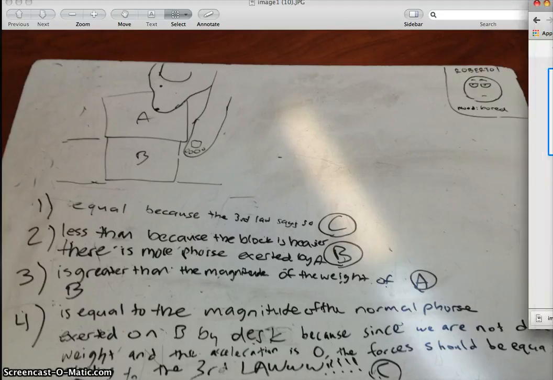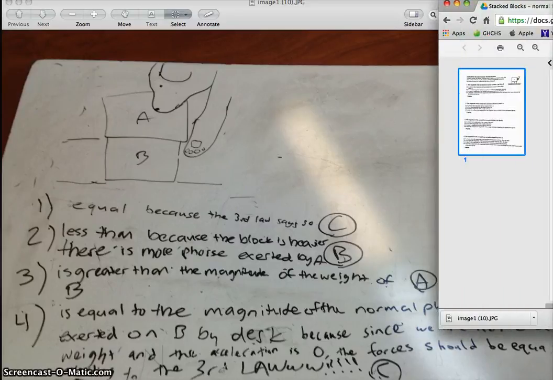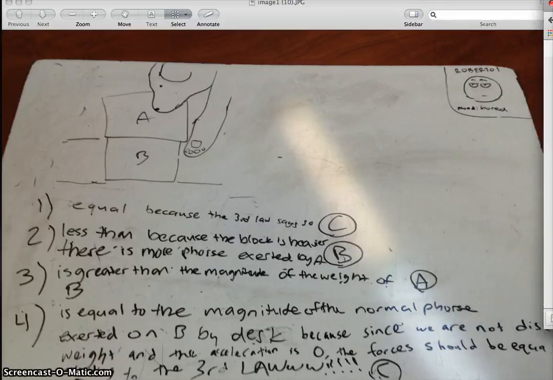So we said it was C because the force pushing up on B should be equal to the force of A pushing down on B. And then for 2, we said B, but the correct answer was supposed to be C because it was regarding the magnitude of the weight of A in regards to B.